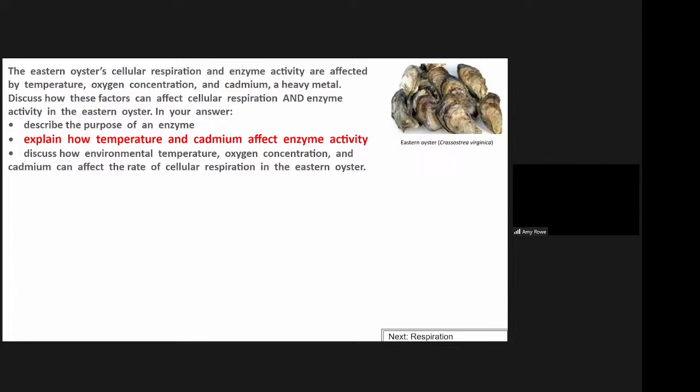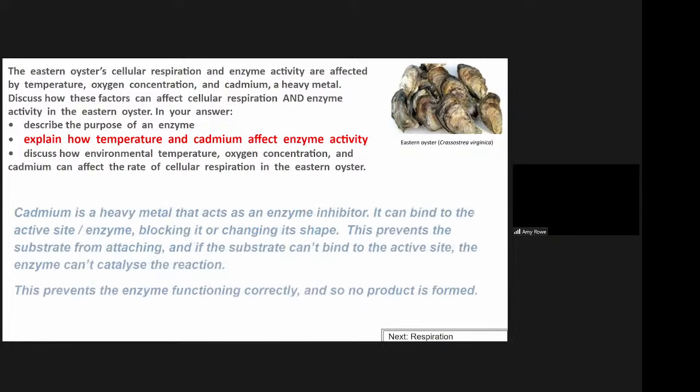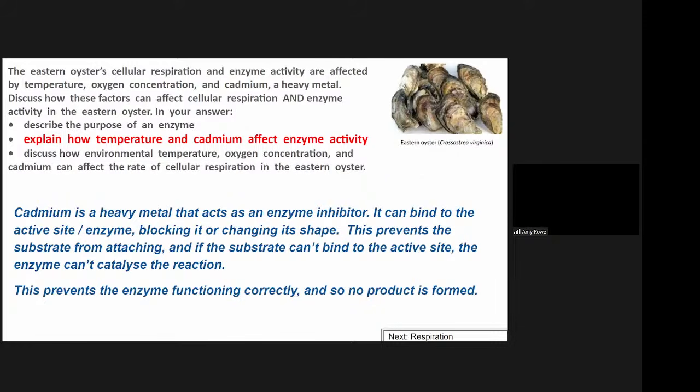All right, so our question also asks us about how cadmium affects enzyme activity. The question kind of points you in the right direction by mentioning that cadmium is a heavy metal. So cadmium is one of those inhibitors or poisons that is going to inhibit the activity of our enzyme. So cadmium is a heavy metal that acts as an enzyme inhibitor.